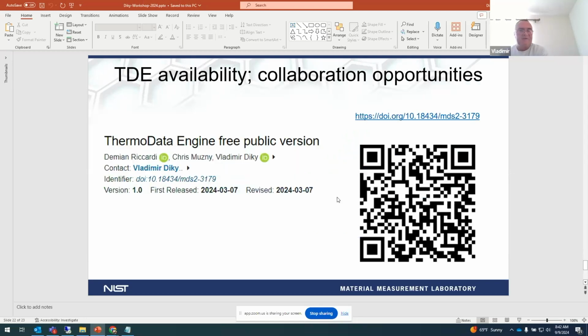Now about the availability of ThermoData Engine. Our thermodynamic research center belongs to a government agency, and we also have customers and sponsors, and we need to balance our output between the public domain and output available for customers on a subscription or purchase basis. It is not easy to maintain the right balance. We are trying to find it, and as part of these efforts, I would like to release ThermoData Engine and its functionality for the community.